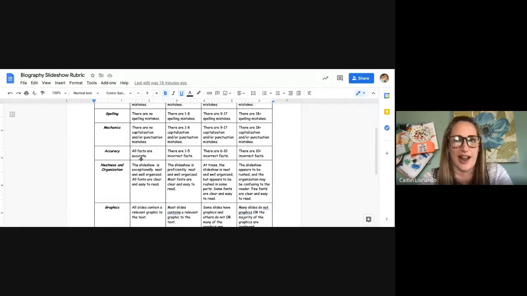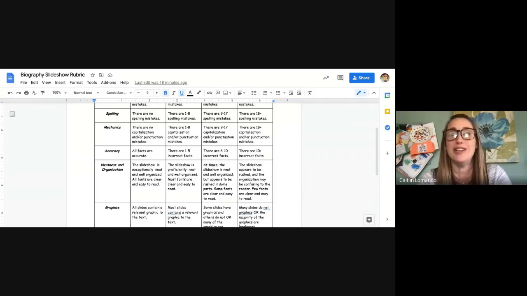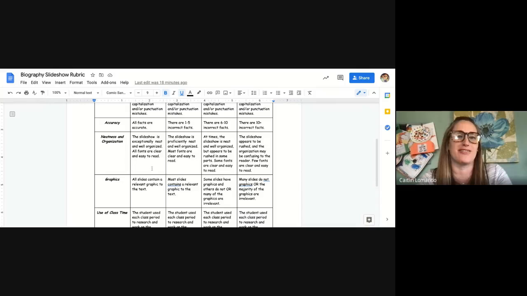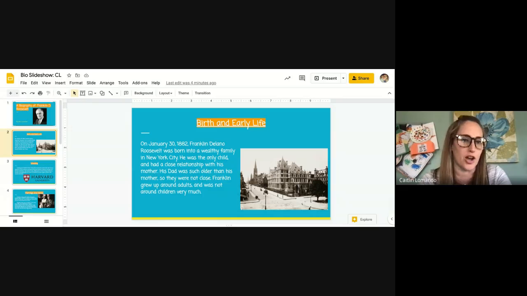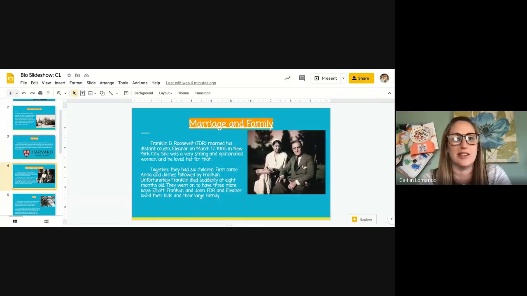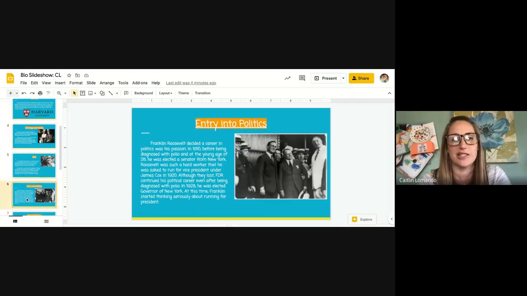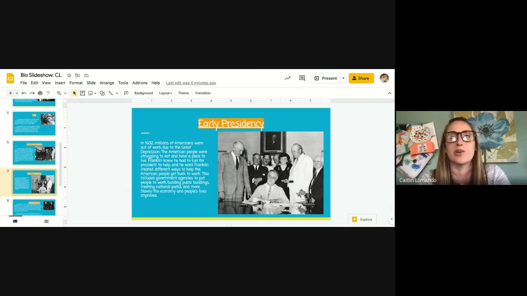Accuracy. All facts are accurate, so you want to make sure that you have the correct information. If you're taking your information straight from your biography report, and of course we researched it, then you should be fine there. Neatness and organization. The slideshow is exceptionally neat and well organized. All fonts are clear and easy to read. Here's when you want to look back at every single slide and make sure that you can easily read your font. If anywhere your font is difficult to read or kind of smushed together and small, go ahead and change it so it's easy to read.